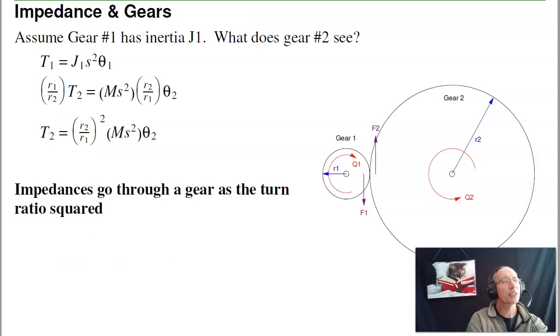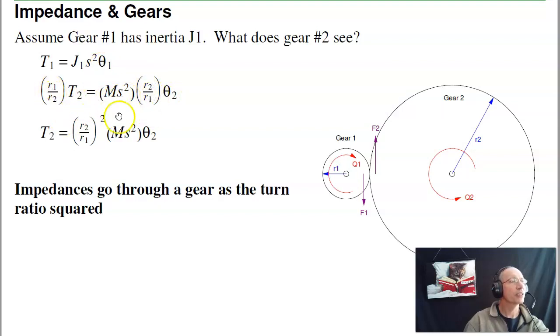Impedance is also changed through the gear. For example, suppose I have an inertia on gear 1. What that means is torque is mass times acceleration. Torque is J1 s squared times theta 1. What does gear 2 see? Well, we can do a substitution. T2 is R1 over R2 times T1, or T1 is R2 over R1 times T2. Theta 1 is R2 over R1 times theta 2.